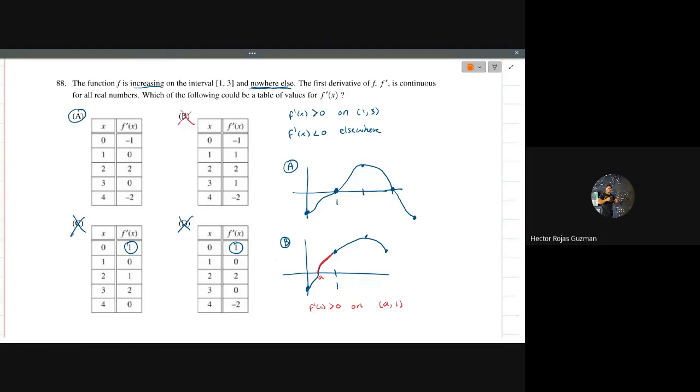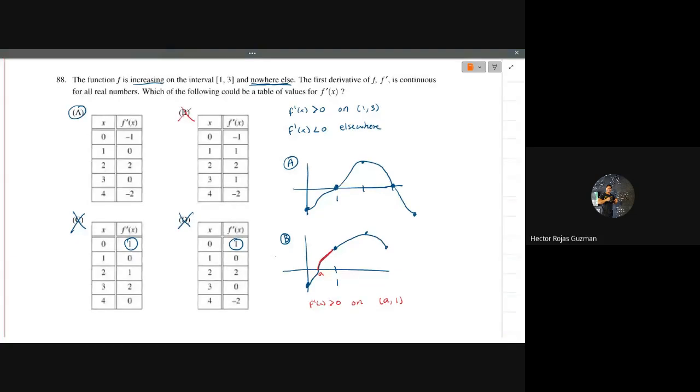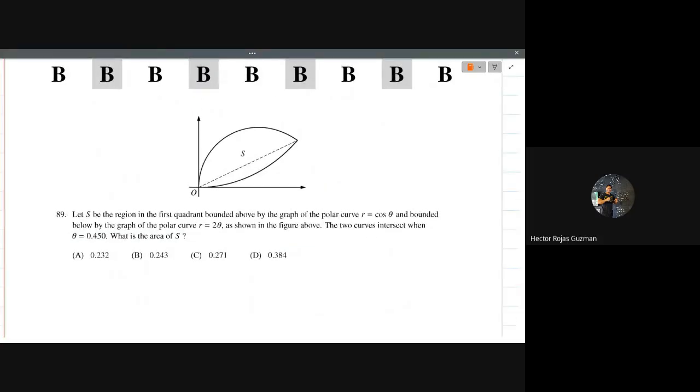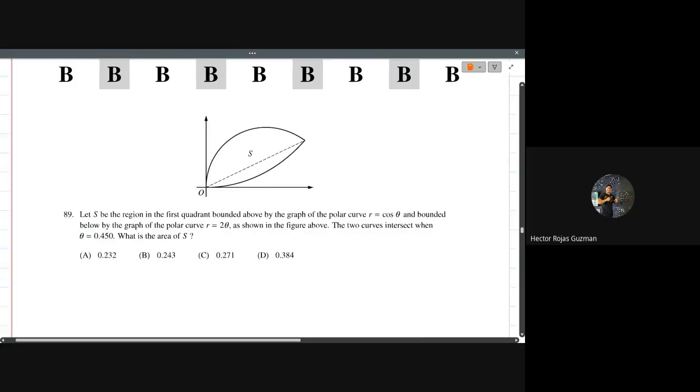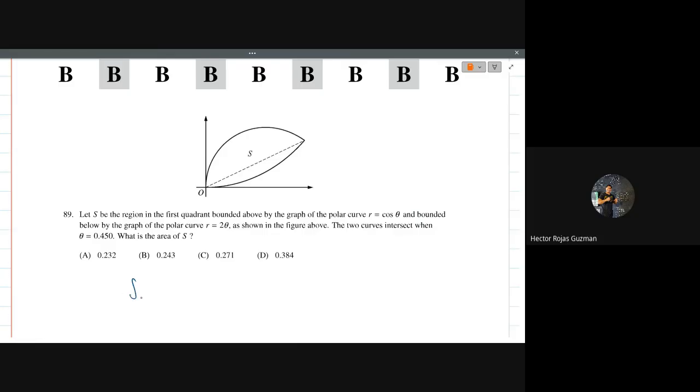Let S be the region in the first quadrant bounded above by the graph of the polar curve and bounded below by the other polar curve. The two curves intersect when theta is 0.45. What is the area? Okay. In order for us to calculate the area of the polar curve, we're going to go the integral from a to b.